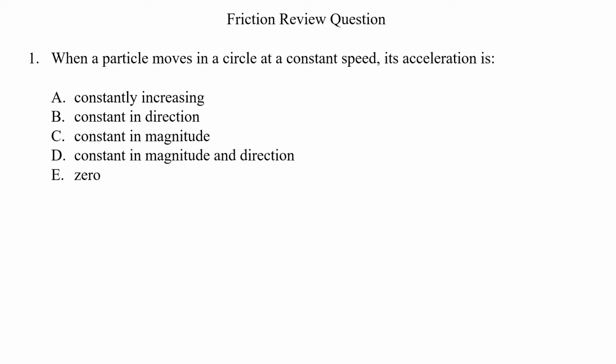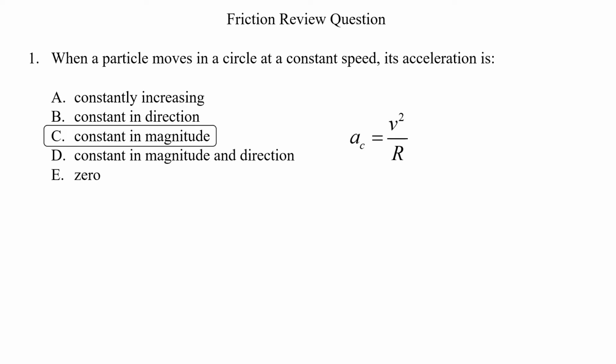All right, here's a review question. When a particle moves in a circle at a constant speed, its acceleration is A, constantly increasing, B, constant in direction, C, constant in magnitude, D, constant in magnitude and direction, or E, 0. Now, see if you can answer this before looking at the next slide.